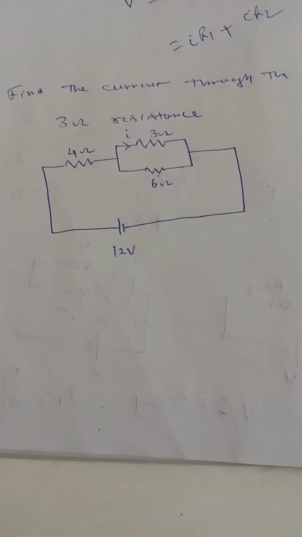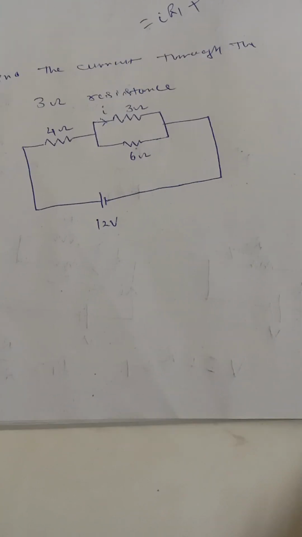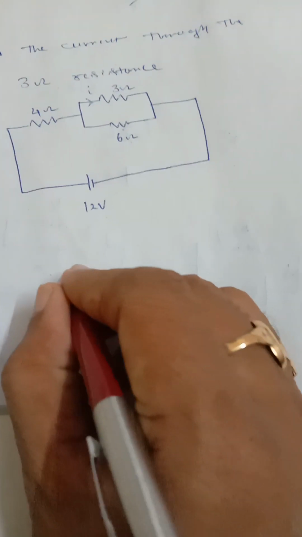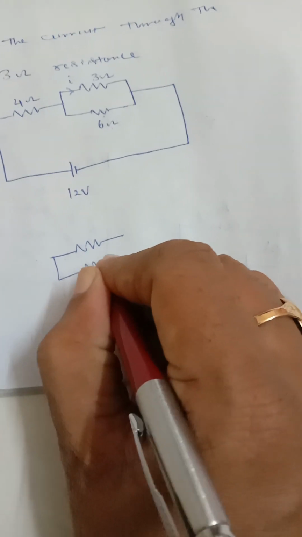Suppose we are thinking that this is I, let it be I. We have to find out I, the current through the 3 ohms resistance. So what we will do first: these 3 ohms and 6 ohms are in parallel combination. That means this is like this. 3 ohms and 6 ohms are in parallel combination.